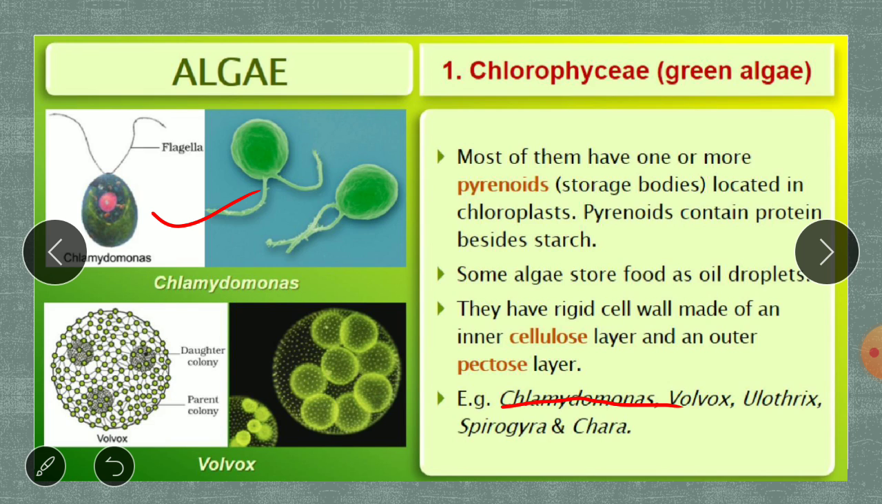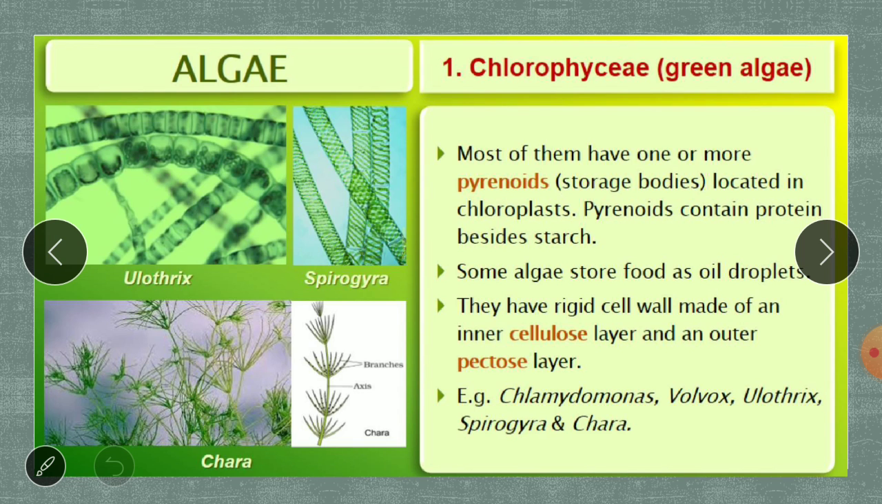Then the other example is the Volvox. This is how it looks. It is in the colonial form. Then here you can see this is Ulothrix, which is in the filamentous form. Then Spirogyra is a very special type, because in Spirogyra the chloroplast is in ribbon shape.